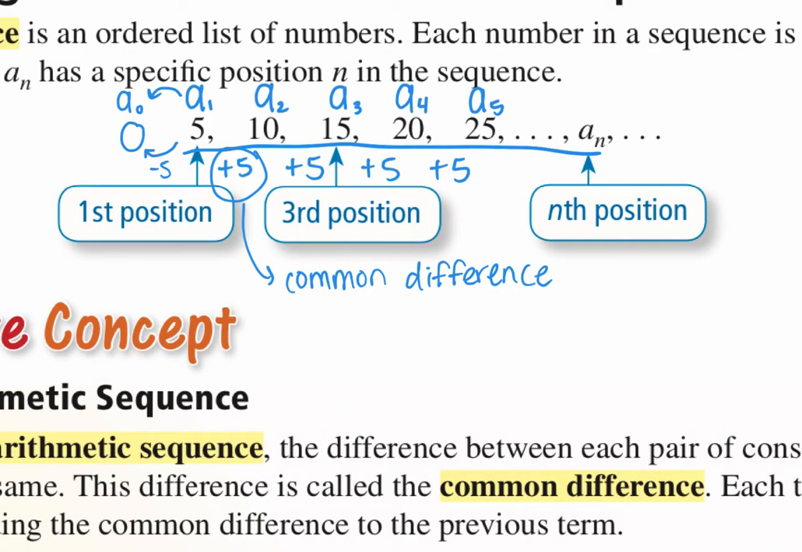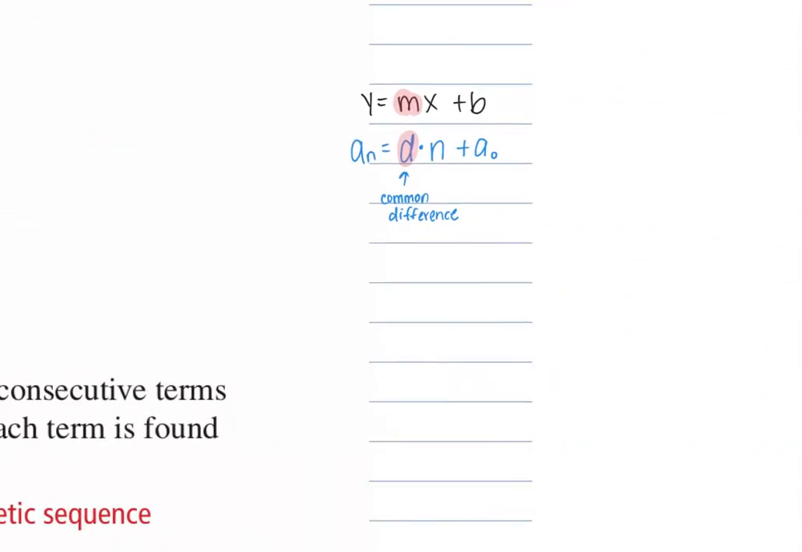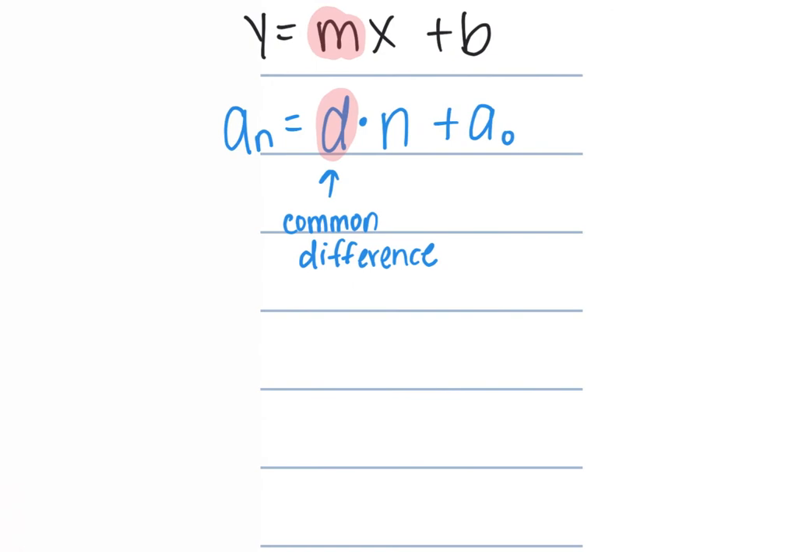Pedro? 5, very good. Plus 5 or 5, okay? So the common difference for our example would be 5. Now, n is the position of your term. So n we're just going to leave as n because we want to use that to be able to calculate any term that we want.